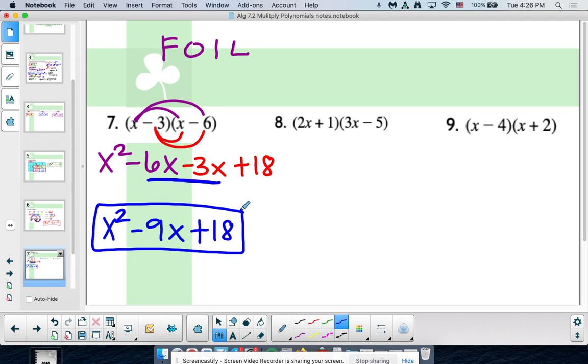That is your final answer. Okay, let's try another one. I mean, in theory, folks, you're just double distributing, right? You're just taking a number and multiplying it through twice.